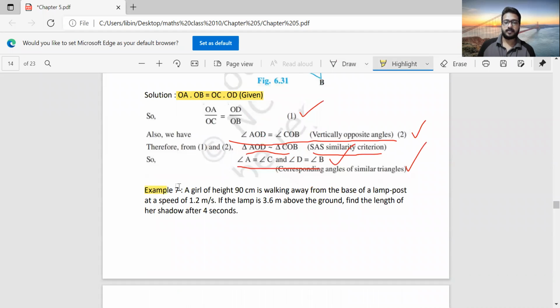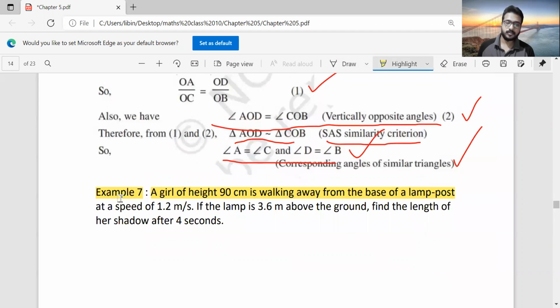Okay, so let us do example 7. A girl of height 90 centimeter is walking away from the base of a lamp post at a speed of 1.2 meter per second. Now, if the lamp is 3.6 meter above the ground, find the length of her shadow after 4 seconds. So first of all, read the question again.